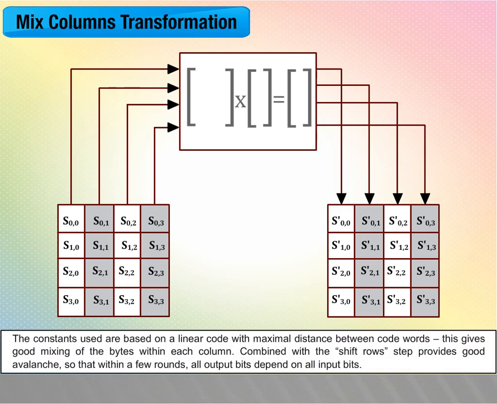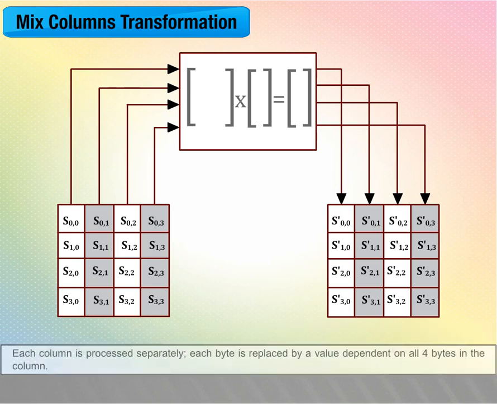The constants used are based on a linear code with maximal distance between code words. This gives good mixing of the bytes within each column. Combined with the shift row step, it provides good avalanche, so that within a few rounds, all output bits depend on all input bits. Each column is processed separately. Each byte is replaced by a value dependent on all 4 bytes in the column.